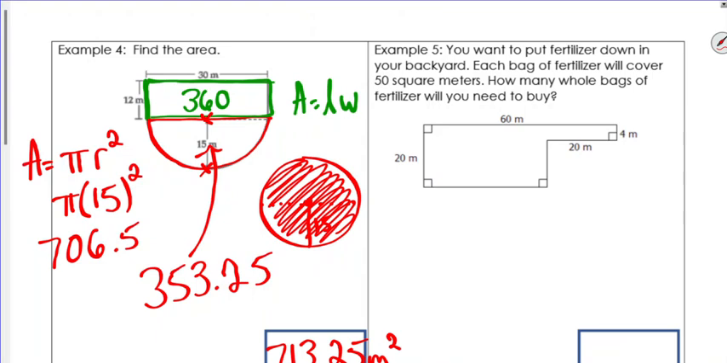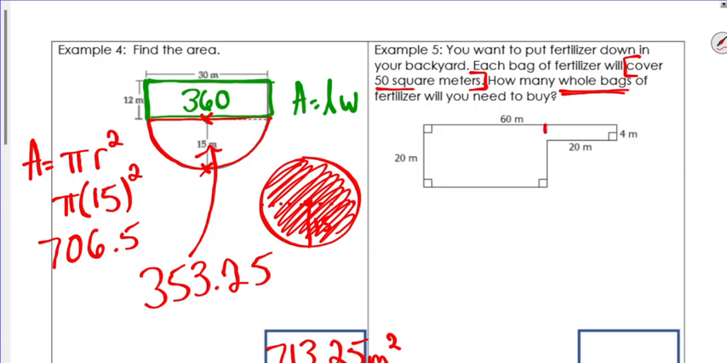Example 5 says you want to put fertilizer down in your backyard. Each bag of fertilizer will cover 50 square meters. We want to know how many whole bags of fertilizer. So that means we're rounding up to the nearest whole bag. We need to cover the entire thing, so we need that amount and a little bit more to make sure that we have enough. How many whole bags of fertilizer will we need to buy? So we have to figure out the whole area, divide it by how much each one can cover, and that'll tell us the exact number of bags, and we'll round that up to the nearest whole number.